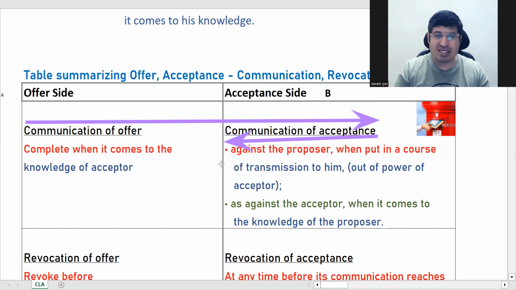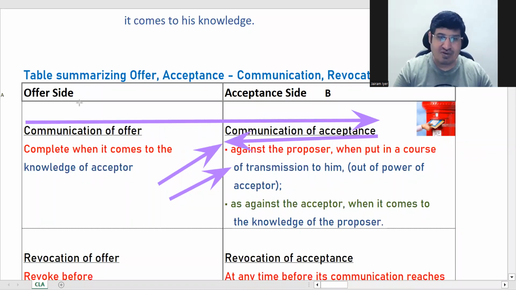This line, let us say, is the post box. So this is your point 1 against the proposer. Basically, till the communication of offer is complete, the communication of offer and acceptance. Contract is not just offer, it is offer and acceptance. For the whole thing to be completed, the communication of acceptance also must happen. So this is the time till which he has to revoke it. Once he has posted it, he cannot revoke it. Penalties will apply.